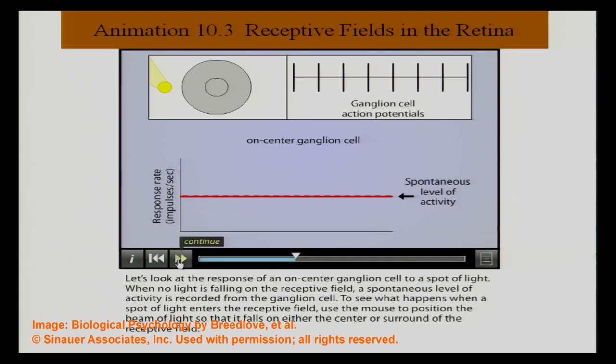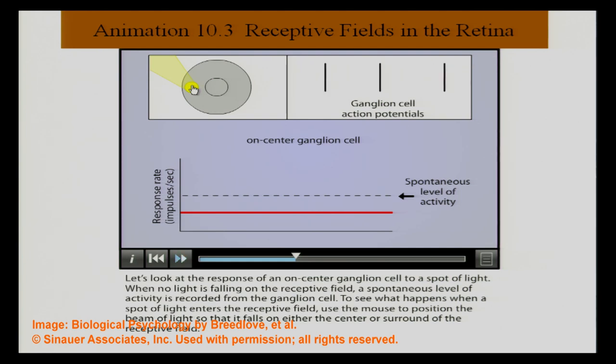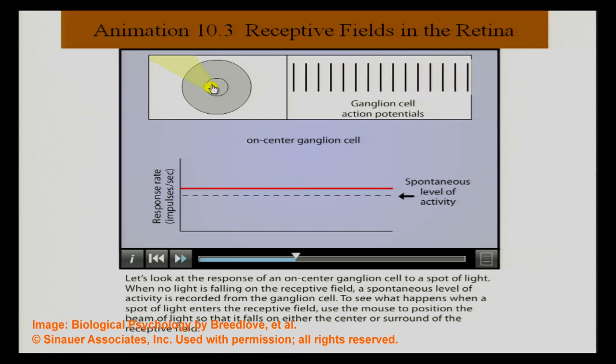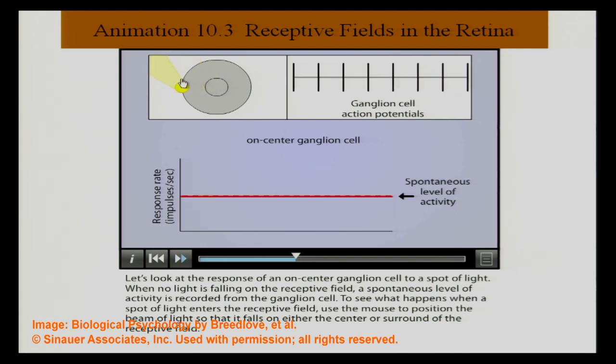So here are the action potentials. Here's an audio view of the action potentials. So now I'm in the antagonistic surround. I have an increase of light in the off surround, and so that turns down the response. Now if I put the light in the center, I turn up the number of action potentials. I turn them down. No light on the receptive field, you just have a constant spontaneous rate of response.